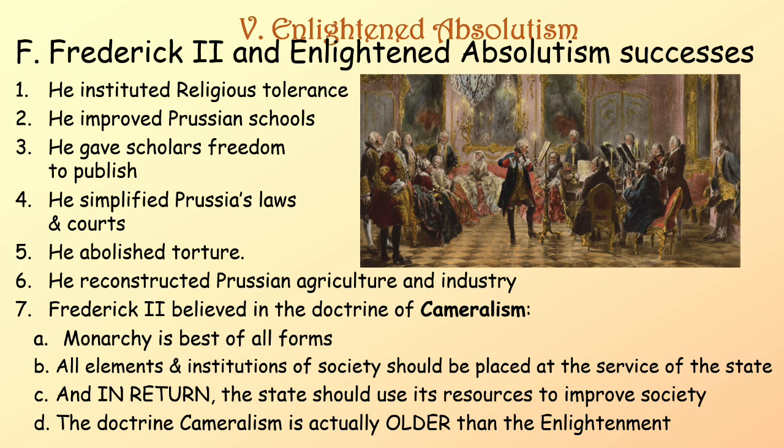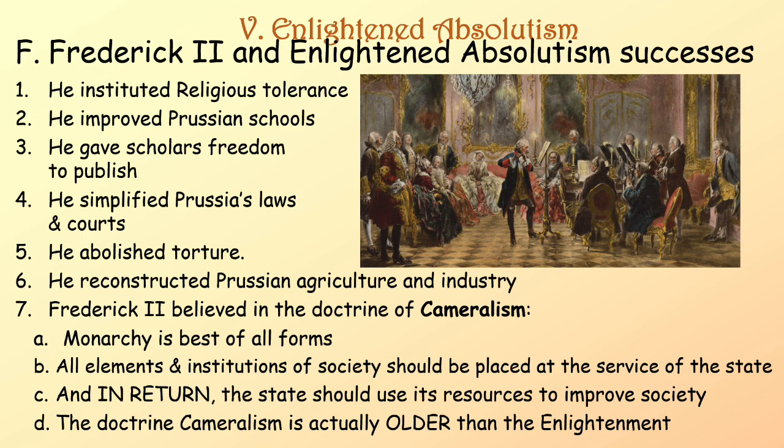Frederick II and Enlightened Absolutism successes. Frederick instituted religious tolerance in Prussia. He improved Prussian schools. He gave scholars the freedom to publish as they wanted to. He simplified Prussia's laws at Prussia's courts. He abolished torture. He reconstructed Prussian agriculture and industry.